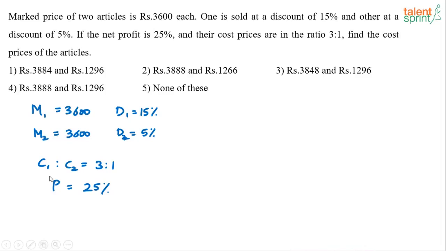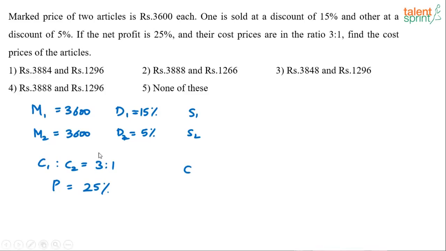Now, when you know the marked price and discount, can you find out the selling prices? Yes. So we can find out the selling prices of each of the articles. Once you know the selling prices, can you find out the total selling price? Yes. Once you know the total selling price and the total profit, can you find out the total cost price? Yes. Once you know the total cost price and the cost price ratio, can you find out the individual cost prices? Yes. So that is a step-by-step process. Get S1, get S2, get total selling price. From total selling price and total profit, get the total cost price. Then divide the total cost price in the ratio of 3:1 to get the individual cost prices.